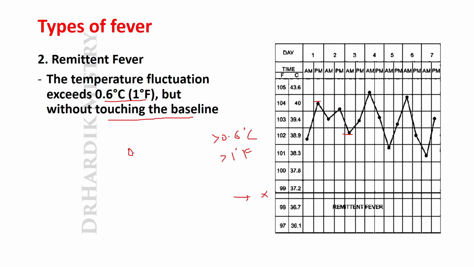However, in case of continuous fever, the fluctuation is within the range of 0.6 degree Celsius or 1 degree Fahrenheit. It is not going to fluctuate more than these values. But in the remittent fever, the fluctuation is more than 0.6 degree Celsius or 1 degree Fahrenheit.